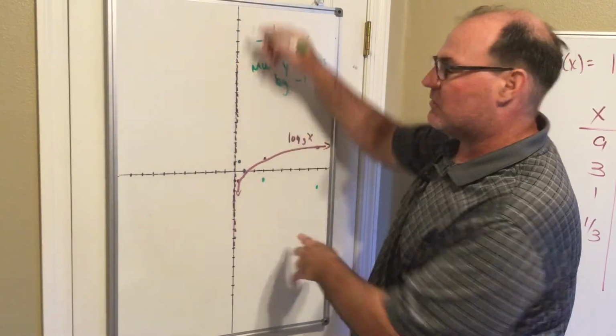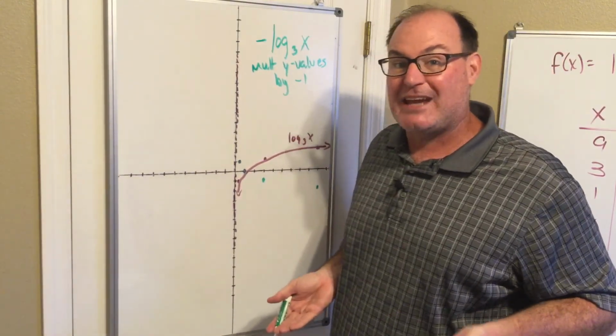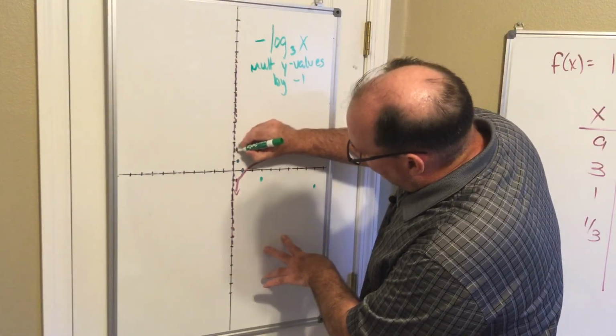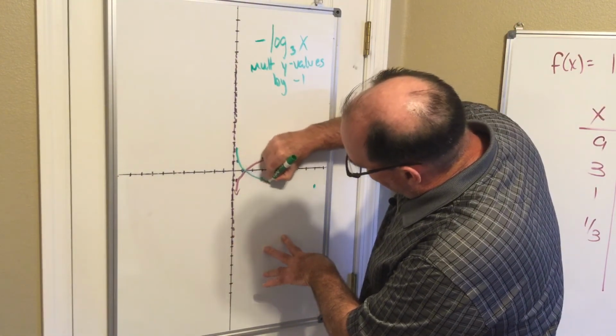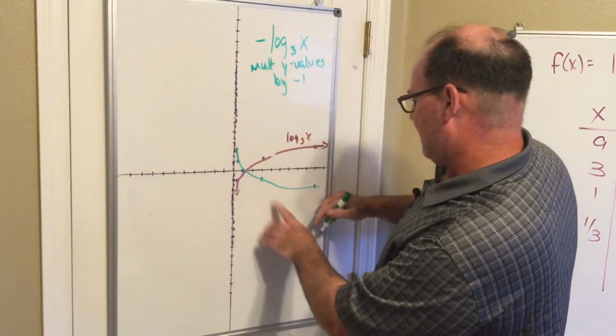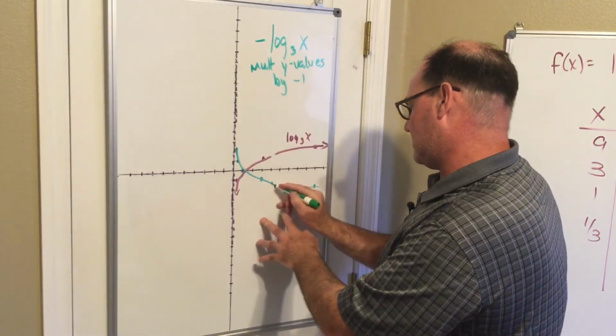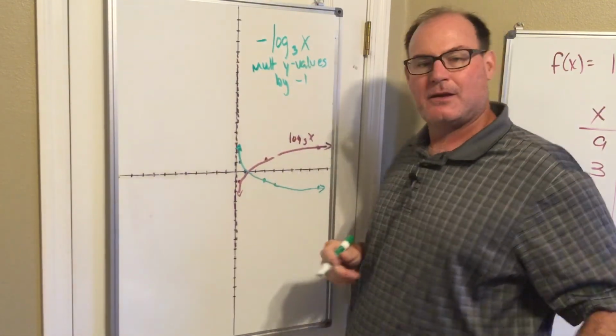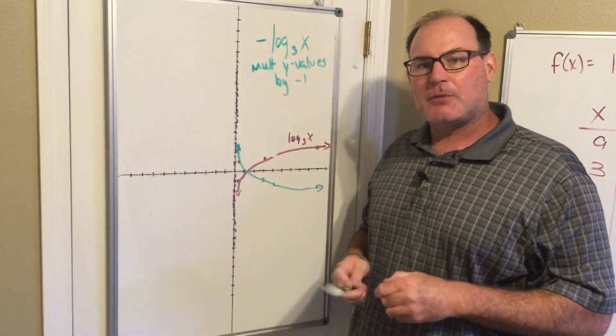And the vertical asymptote is not going to change because we have not shifted the graph at all. So that's much better. So there's my graph of negative log base 3 of x.